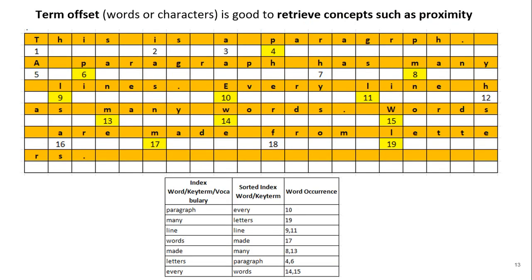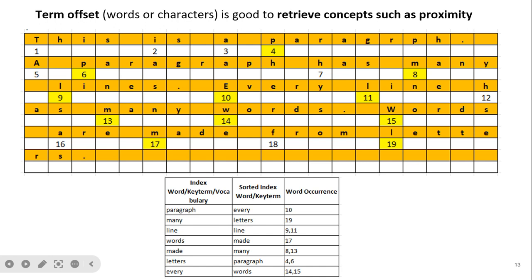Now this is an example of an inverted file index using the term offset. Here only the important words are taken, and stop words are removed. The first word is paragraph, and paragraph is the fourth word. Then paragraph appears again at the sixth location, so the sixth word is again paragraph.